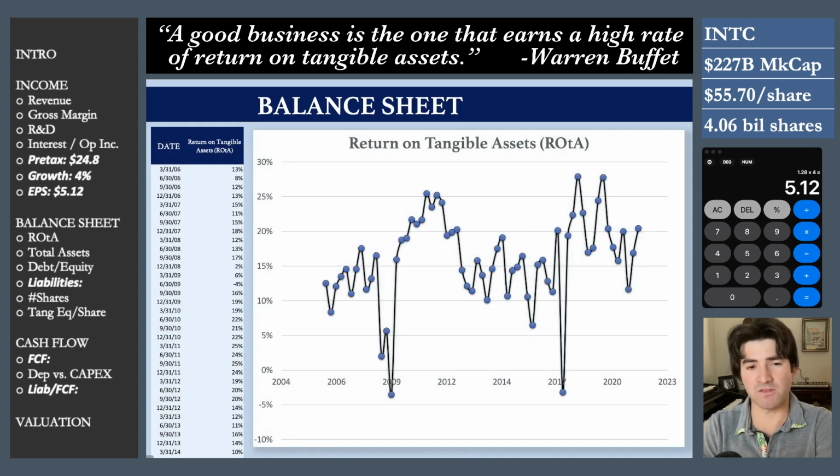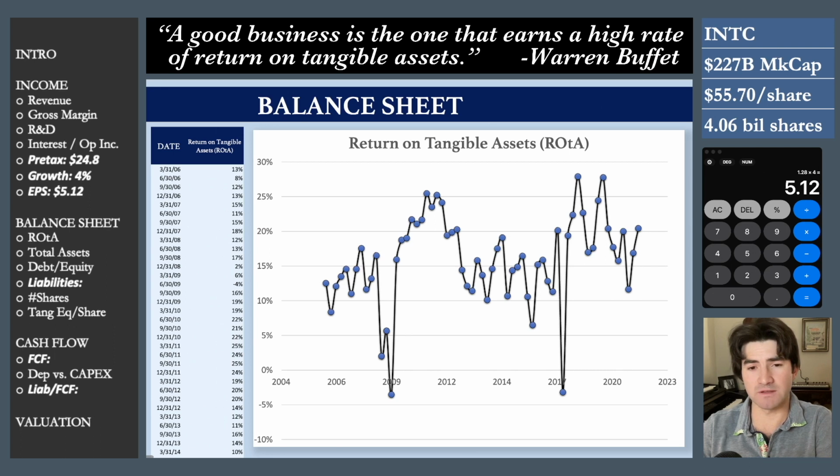All right, first up is return on tangible assets. This is my favorite combo metric, I think, out there. I call it a combo metric because you're combining something from the income statement with something from the balance sheet. But you have return on assets, return on equity, return on invested capital. My favorite is return on tangible assets.